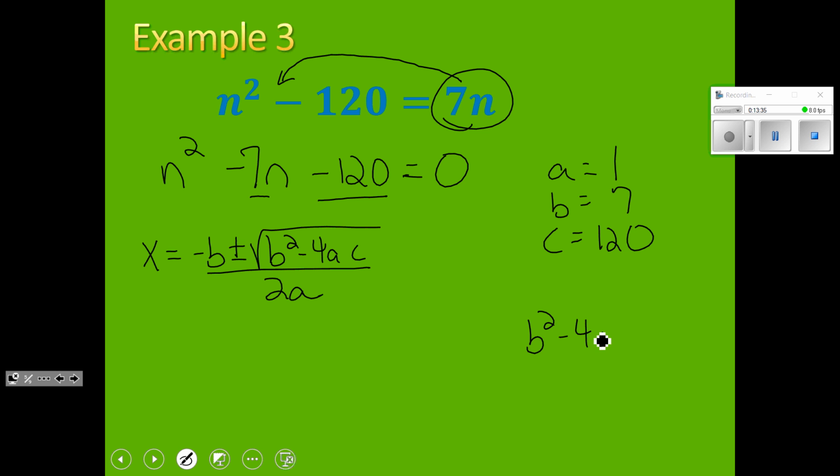All right, then I'm going to start with my discriminant first. Again, breaking it apart piece by piece seems to help students with this. Instead of plugging into the entire formula all at once, people get lost, they get confused, they get overwhelmed. So we're just going to take it piece by piece.